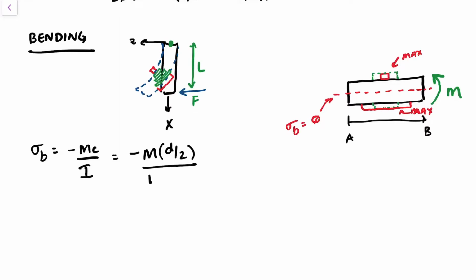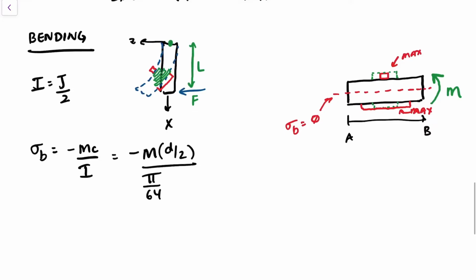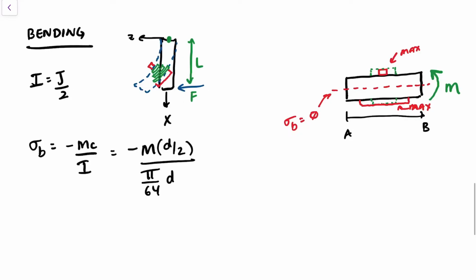And I, in this case, is the area moment of inertia, and that's pi over 64 d to the fourth, because if you remember, I is equal to J over 2. These cancel, make it the 3. This would make it 32. And what you're left with is sigma B is equal to 32M over pi d cubed.